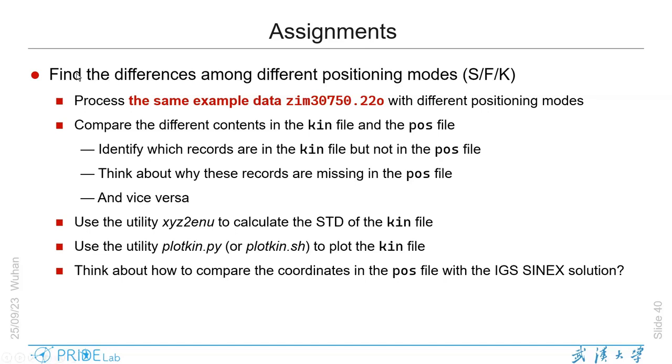So the first task is to compare the different positioning modes: static, fixed, and kinematic. You can look at how they differ in terms of the position flow, the product required, the results obtained, using the information I have introduced to you, and so on. One way to do this is to compare the result files from each mode and see what changes between them.